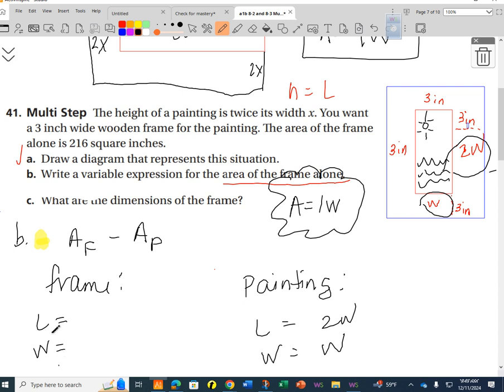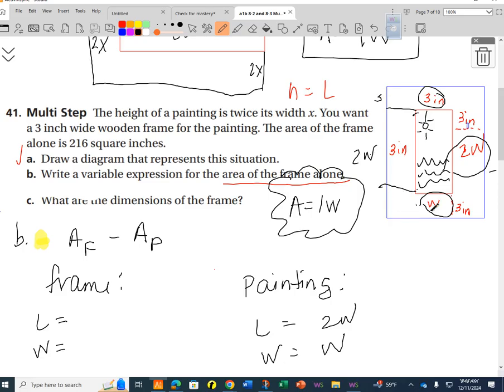Okay. Now this one is a tricky one. What is the length of the frame? Or the height of the frame? So we know from here to here on the frame is 2W. Does that part make sense? Because from here to here on the painting is 2W. Does that make sense, Naya? So how wide is this part? It's 3 inches, right? This is 2W, this is 3 inches.